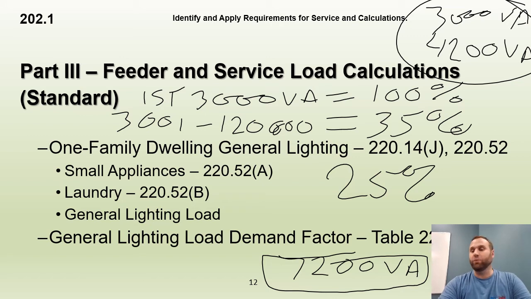So that is step one, general lighting load. 3 VA per square foot, 1,500 VA for each small appliance circuit, 1,500 VA for each laundry circuit, add them together, and then apply the demand factors of table 220.42. Do yourself a favor, write it down in your notes, earmark it, whatever you need to do, the demand factor table of 220.42.